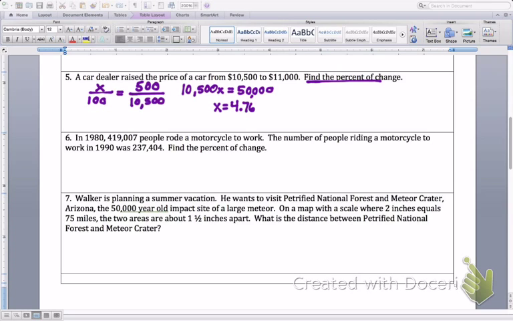So again, that is representative of percent, so we need to write that as a percent, 4.76%. And we need to say increase or decrease. If it's going from 10,500 to 11,000, that is increasing in price.